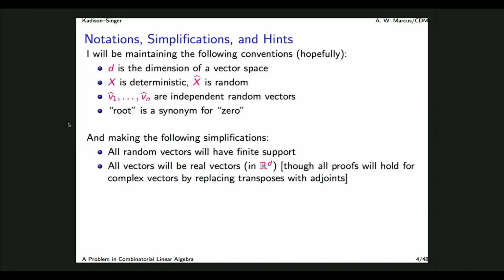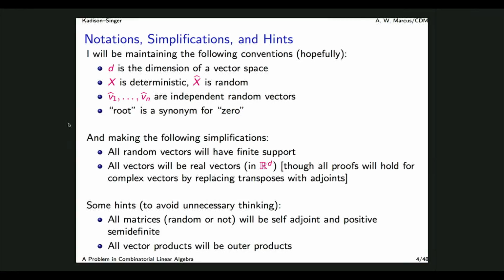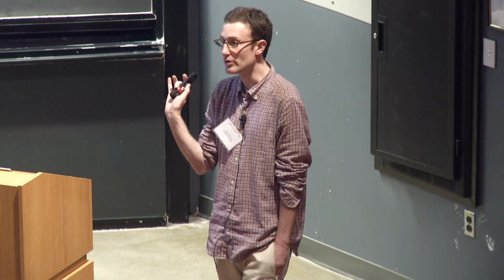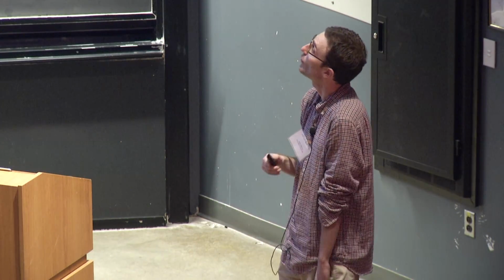I want to restrict all of my random vectors to having finite support. And in my talk, all of the vectors are going to be real vectors, but the proofs will go through for complex vectors essentially just by replacing a transpose with a star. And just a couple of things to make you not have to think as hard. All matrices, random or not, are going to be self-adjoint and positive semi-definite. So you can keep that in mind. And all of my vector products will be outer products. So I'm not going to do any inner products. If you see two things multiplied together, you can think it's an outer product.